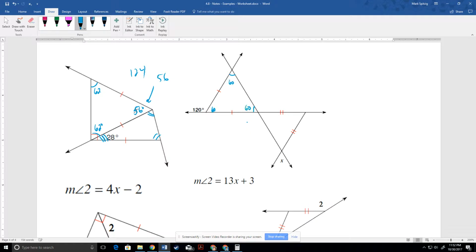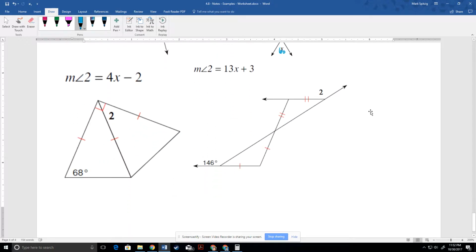So because you know 60, 60, 60, you actually know that they're all congruent. If this is 60, this is 60, and if these are congruent, then that has to be 60 there, which means x has to be 60. There's a whole lot of 60s happening, two equilateral triangles in there.